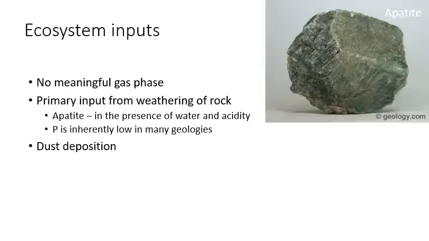And a lot of the fertilization in the Atlantic Ocean comes from dust that's blown from Africa into the Atlantic Ocean. It's a very important driver of the marine cycles and phosphorus cycle.